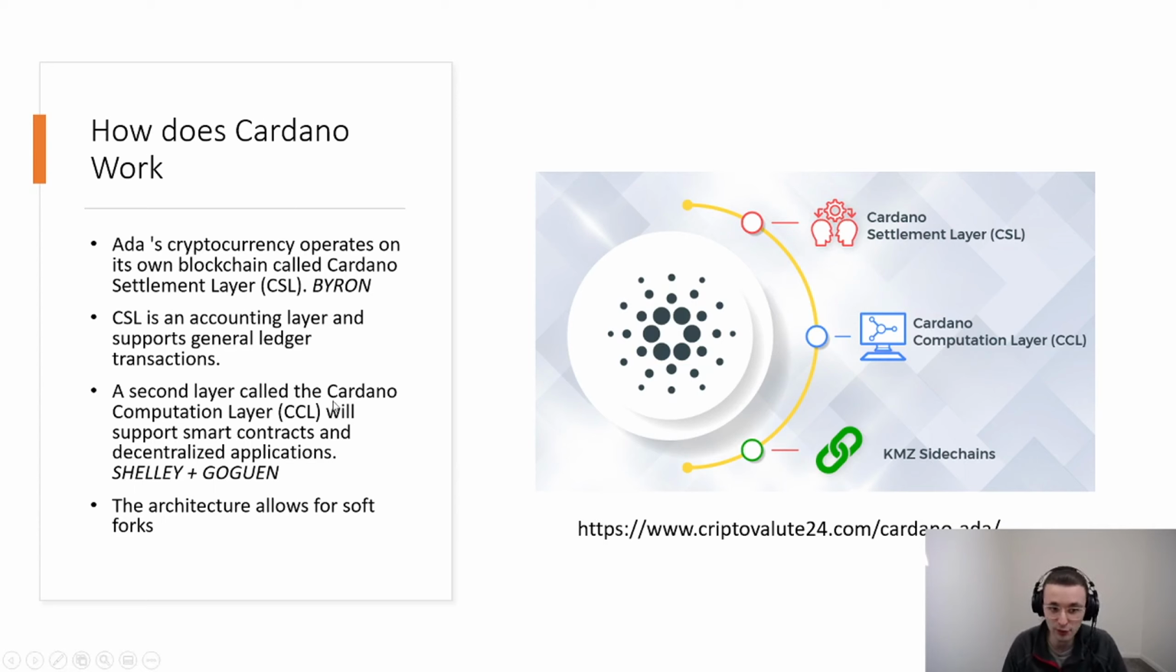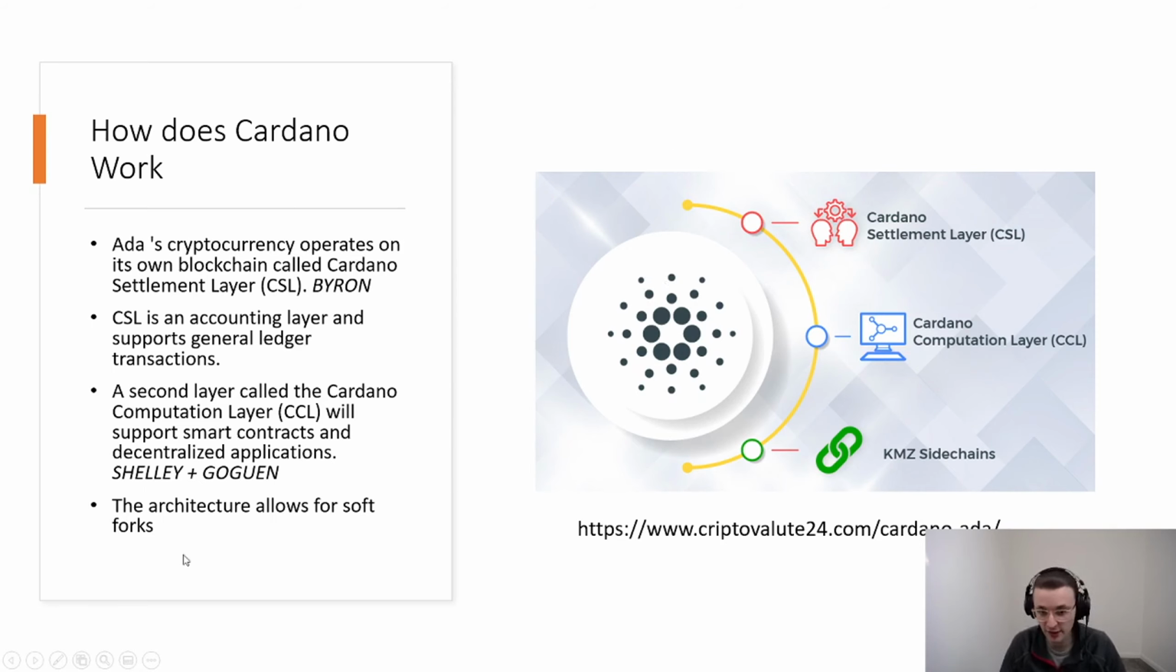A bit later, they launched the Cardano Computing Layer, which handles all the smart contracts and dApps, and that was released during Shelley and Goguen. I'll have to check how we say that name. But that's where the main Cardano application is up to. In addition, there are also KMZ sidechains. KMZ is a specific company. I can't even remember what it stands for, but they're building sidechains onto the Cardano applications to allow different projects to use the central settlement layer for stuff.